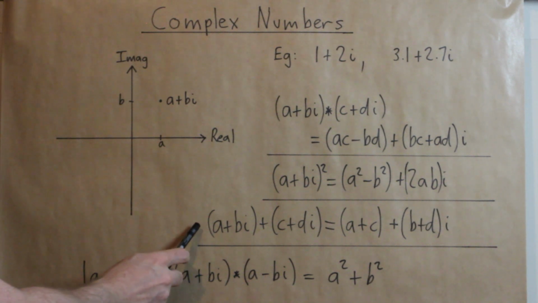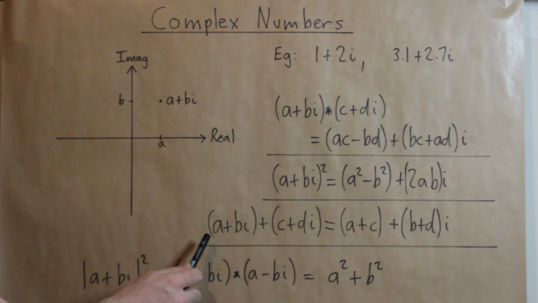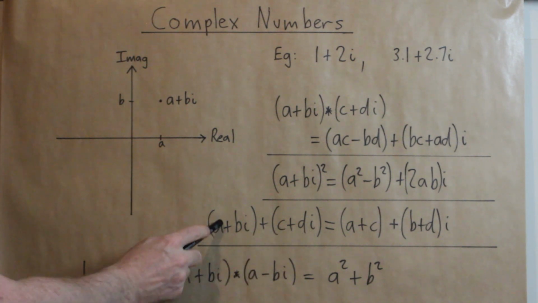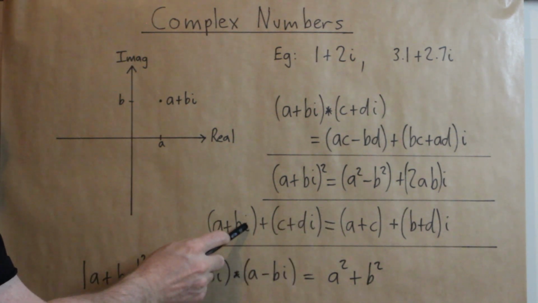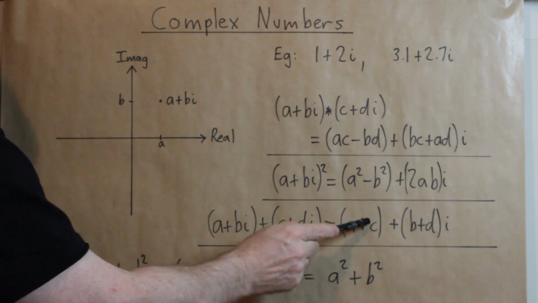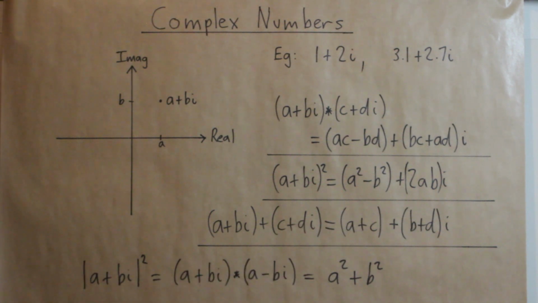Now the other rule we need is addition, and this is even simpler. You just add the real parts and you add the imaginary parts. So a plus c, and of course bi plus di is just b plus d times I. And so this is the real and imaginary part of the sum of these two complex numbers. Now we can also define division, but we don't need that, so I won't do it today.